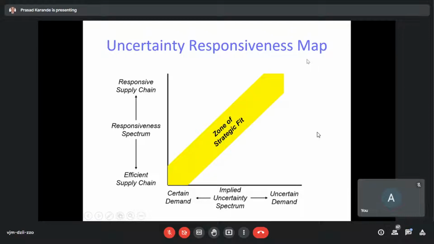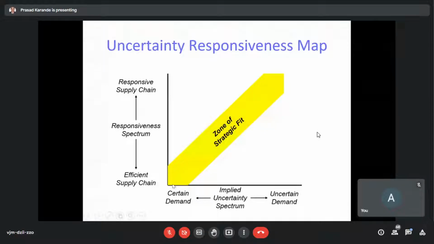As I say now, there is no exact match, or there is no company now where the very highest responsiveness is required. Or it is also not possible to achieve the highest responsiveness. Whatever the customer demands, you cannot satisfy everything. And so in that case, we have to try to move towards the zone of strategic fit.